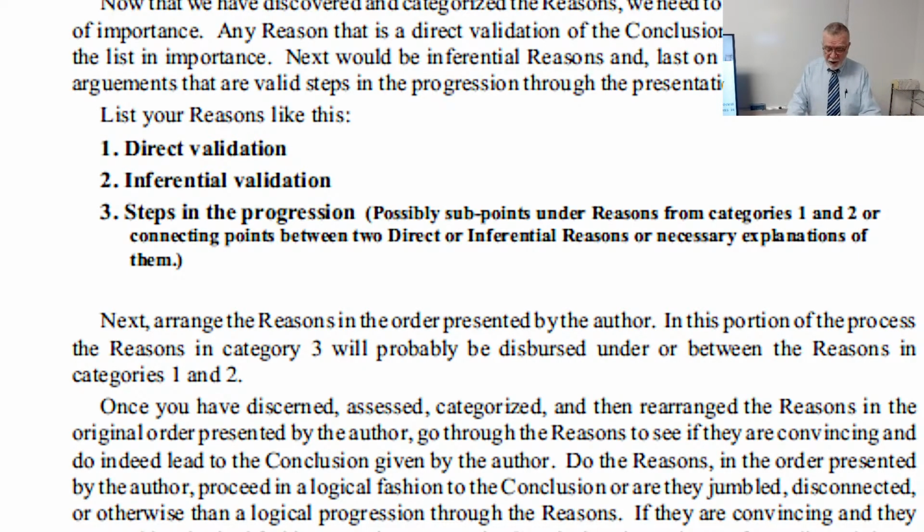Then inferential validation, and I think we mentioned these last week. Inferential validation just means that they don't directly validate the conclusion, but they're heading in that direction. And then steps in the progression, possibly subpoints under reasons from categories 1 and 2, are connecting points between two direct or inferential reasons or necessary explanations of them. So they're just kind of connecting meat between the points.